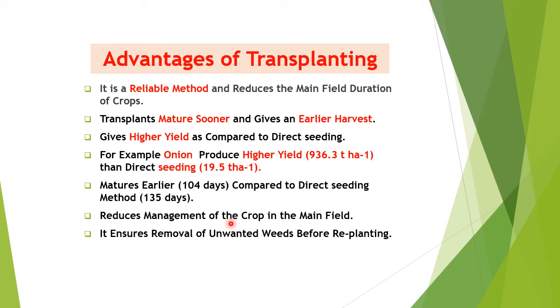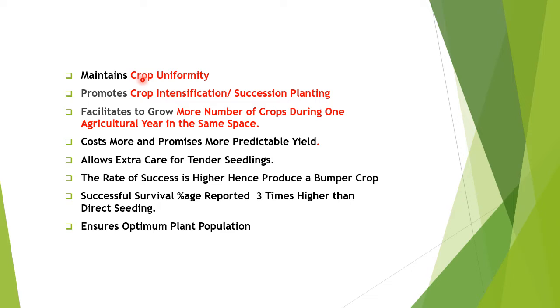It reduces management of the crop in the main field. It ensures removal of unwanted weeds before replanting. Because you are transplanting, you have time before transplanting to take out the unwanted weeds. And it maintains crop uniformity because all the seedlings are of the same size and same age.